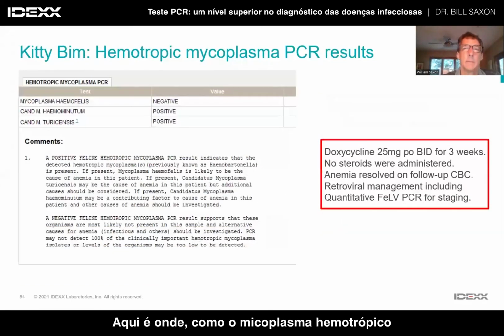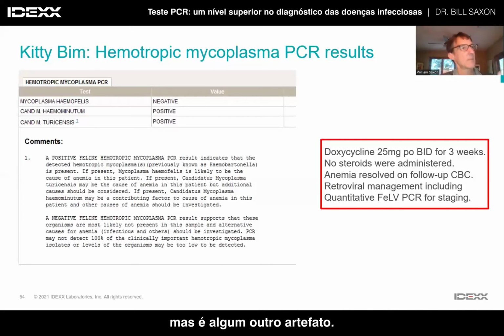So here is where, because hemotropic mycoplasma is a common cause of hemolytic anemia in cats and can also trigger immune-mediated hemolytic anemia in cats, we want to screen for that. And by far, the best test for hemotropic mycoplasma is PCR, because you know how hard it is to identify those organisms on a blood film. Sometimes they're not even present. Sometimes they're present on the red cells, but they fall off as the sample gets to the lab. We think we see the organism, but it's some other artifact. It's really hard to identify. PCR solves that problem for us. Again, highly, highly sensitive and very specific.